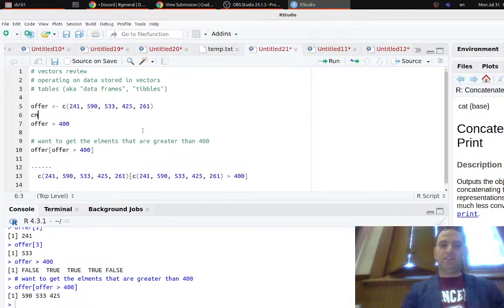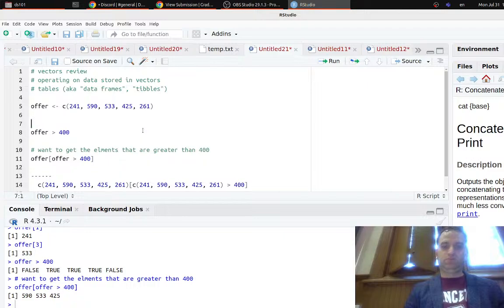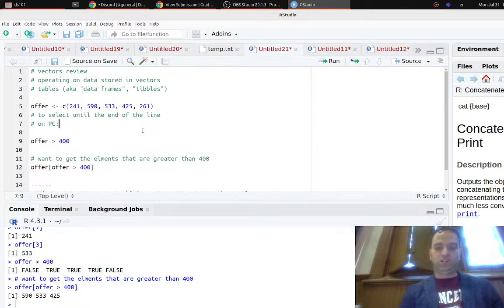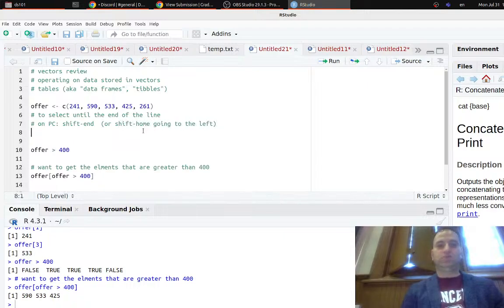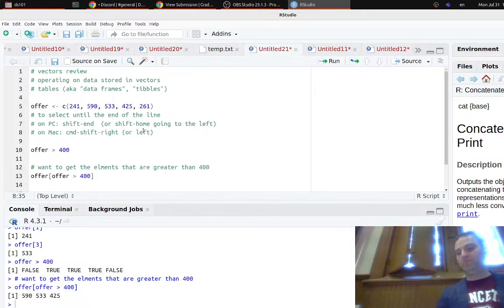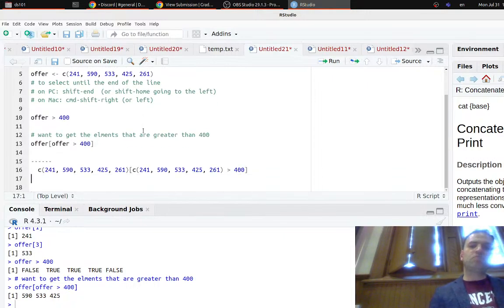So on PC, this is Shift End, or Shift Home going to the left. And on Mac, it's Command Shift right or left. Okay.